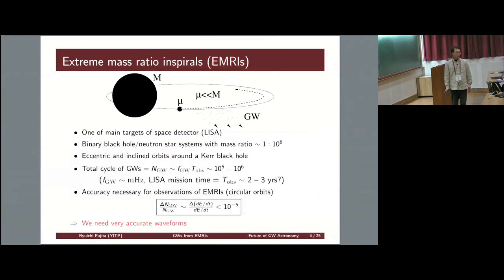During the few years of the LISA mission, the typical total number of gravitational wave cycles from EMRIs will be around 10 to the 5 to 10 to the 6. That means to detect and measure information from extreme mass ratio inspirals by LISA data analysis, one must have theoretical waveforms whose error is less than 10 to the minus 5. So to obtain physical information, we need very accurate waveforms to model extreme mass ratio inspirals.